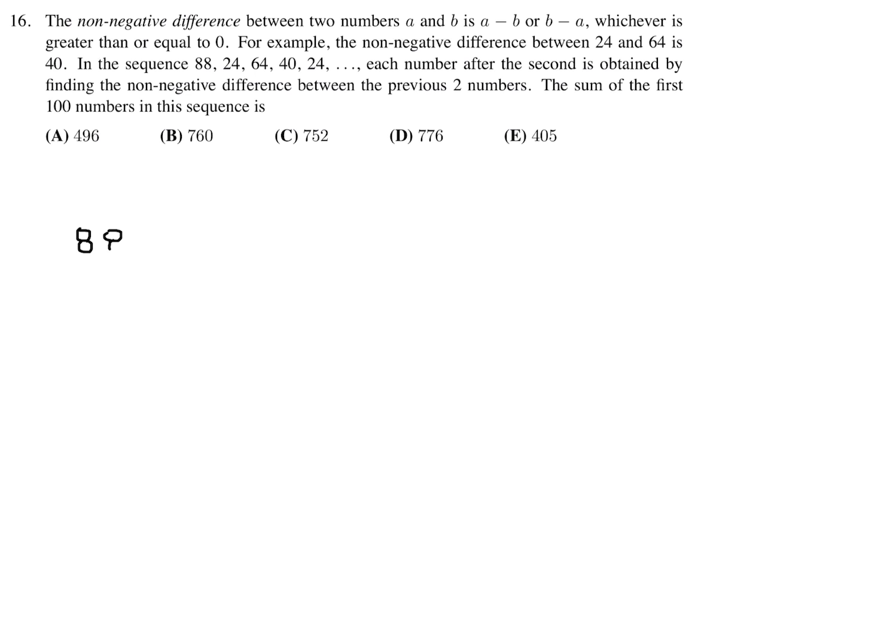Well, the first few they've given you: 24, 64, 40, 24, and so on. So let's keep going here. The next one will be the non-negative difference between 40 and 24, and that looks like 16. The next one, the difference between 24 and 16 is 8. The next one, the difference between 16 and 8 is 8. The next one, the difference between 8 and 8 is 0.